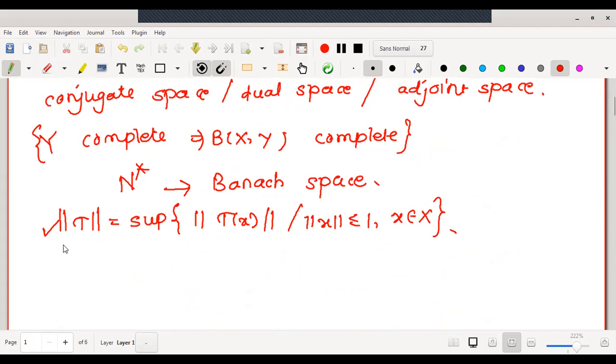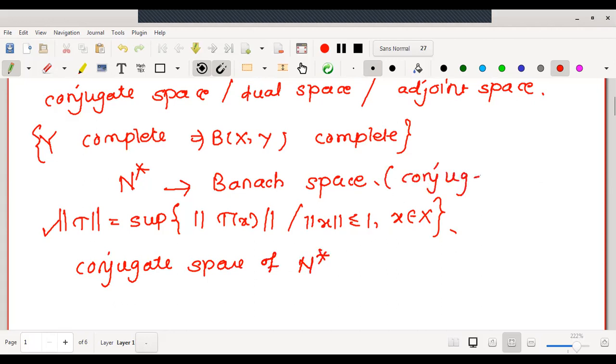Okay. Similarly, one can find out the conjugate space of N star. This is the conjugate space of N. This is the conjugate space of a mapping of a space N. Now, how will we define the conjugate space of N star?